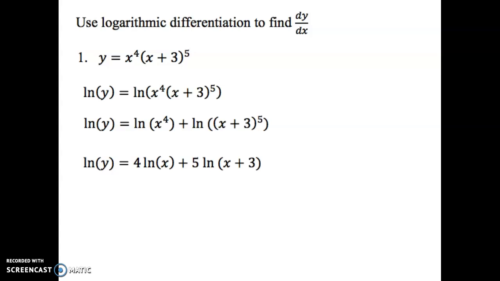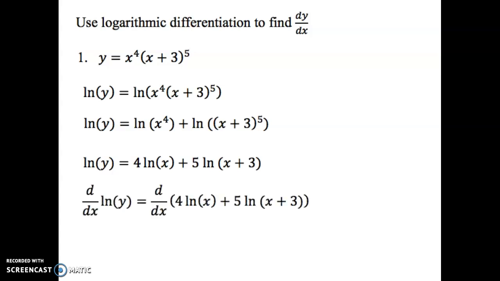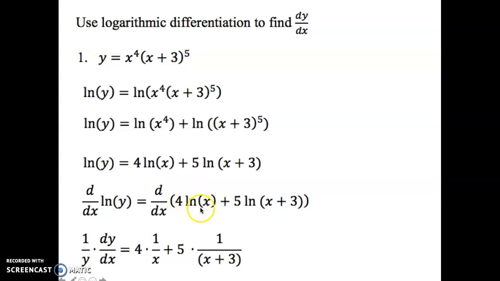My next step is to take the derivative of both sides term by term. On this side I get 1 over y times the derivative of y with respect to x. On this side, I get the derivative of the first term, which is 4, times the derivative of this function, 1 over x, plus 5 is a constant, I pull it to the front. Derivative of natural log is 1 over the function times the derivative of the inside function, but the derivative of that inside function is just 1. There's my derivative. Now I'm going to solve for dy/dx.